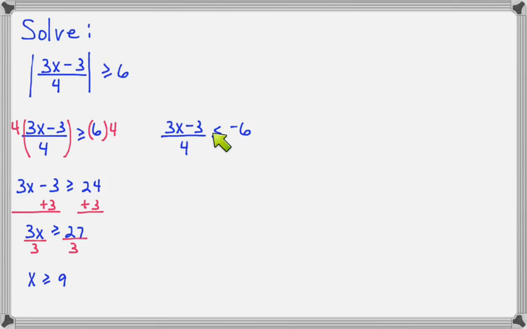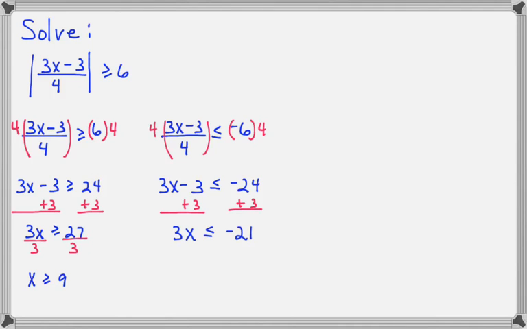Now for the other inequality, again, same steps. We'll have 3x minus 3 is less than or equal to negative 24. Add 3 to both sides. 3x is less than or equal to negative 21. Divide both sides by 3. X is less than or equal to negative 7. So these are our two inequalities.